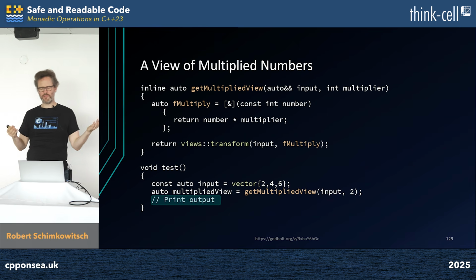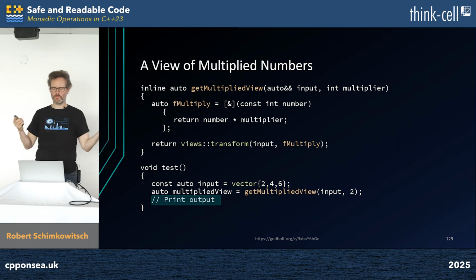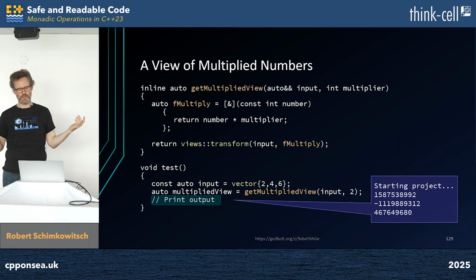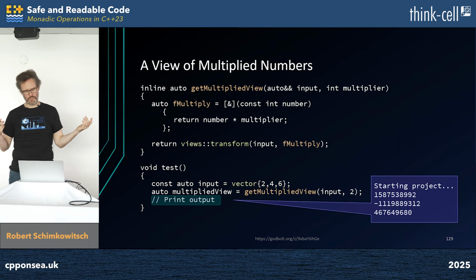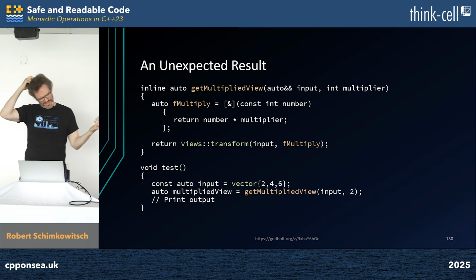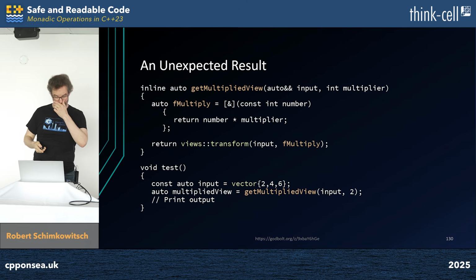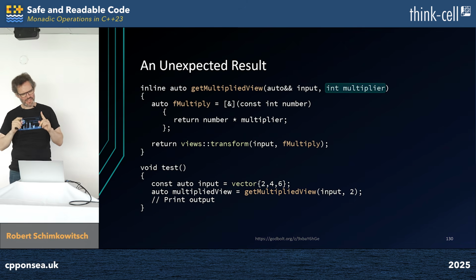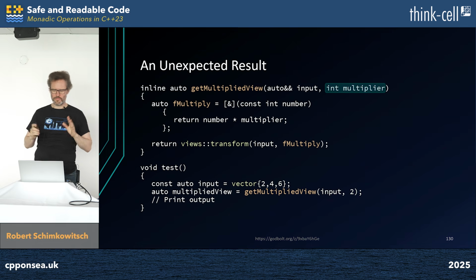So what do we have? We have 2, 4, and 6 times 2. That's, of course, 4, 8, and 12. No, wait. Okay, that doesn't look right. So what's going on here? So first, we pass the multiplier by value. Okay, I guess that's fine.